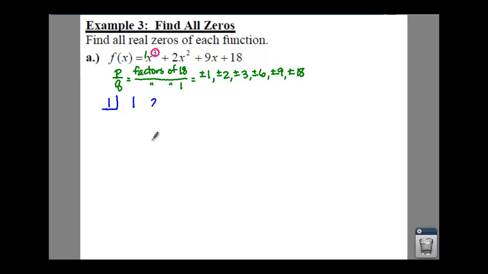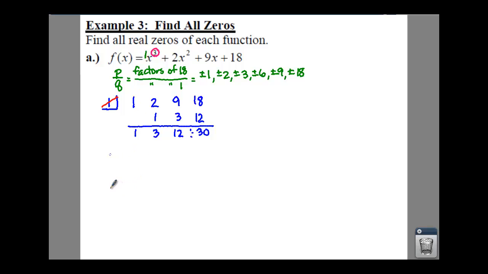So remember, read down your coefficients, 1, 2, 9, 18. And so you bring down the 1. 1 times 1 is a 1. You get a 3. 1 times 3 is a 3. You get a 12. 1 times 12 is 12. And you get a 30. Okay, well, we didn't get a remainder of 0. So since we didn't get a remainder of 0, that means 1 is not a 0.